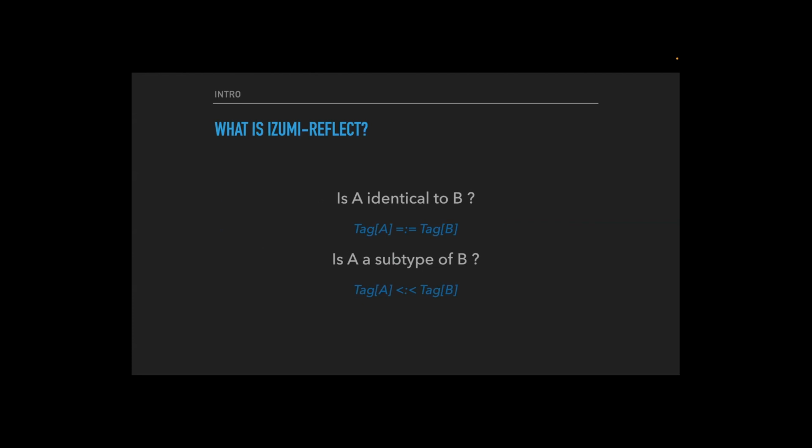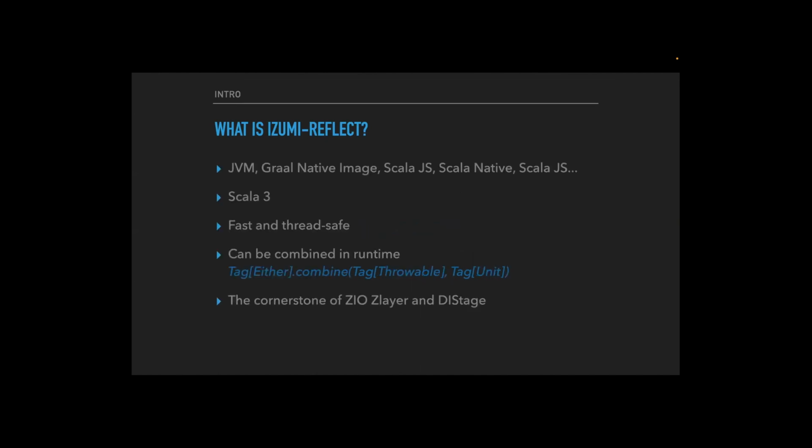That doesn't sound like a big deal, but in fact, just the ability to answer these questions at runtime opens us endless possibilities and allows us to safely implement many important patterns which truly improve developer experience and productivity. So, Izumi-Reflect powers modern implementations of creational patterns. It's the cornerstone of ZIO ZLayer, the service locator mechanism of ZIO, and Distage, the dependency injection library for pure functional Scala.